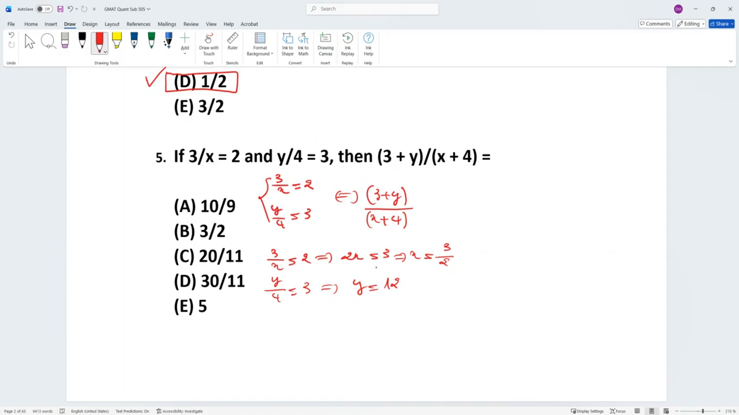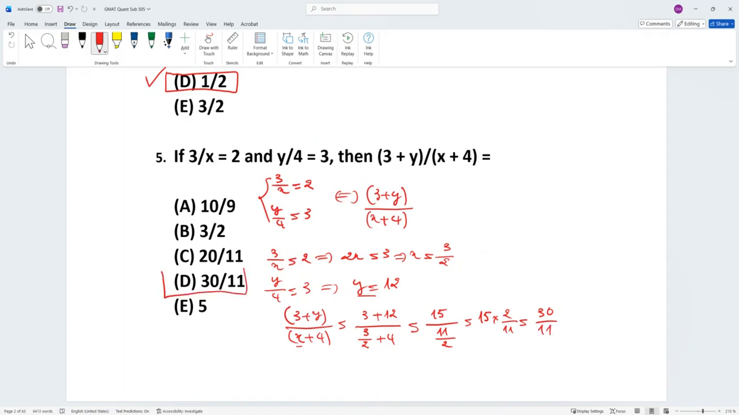Then if we take this and replace, so we have 3 plus y over x plus 4. We definitely know that this is going to be 3 plus 12, because y is 12, over 3 over 2 plus 4, because x is 3 over 2. Then this will give us 15 over 11 over 2. Then we will say 15 times 2 over 11 is equal to 30 over 11. Okay, so answer B is the correct answer.